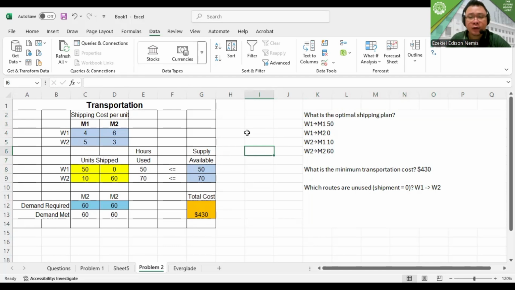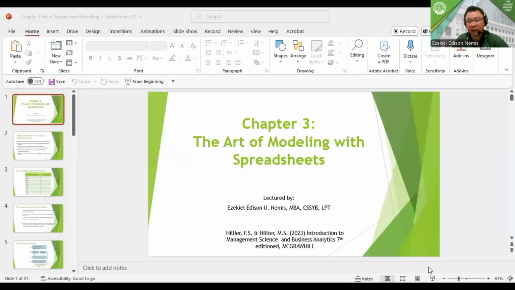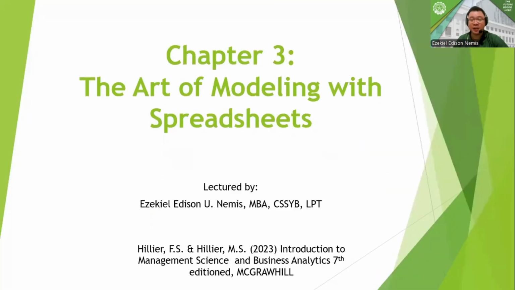So now let us proceed to our lesson for today. Today we're going to talk about the art of modeling spreadsheets. Please open your Excel file again because we will be using it today also. Chapter 3 is the art of modeling. If you open this in your ebook, it is chapter 7, but since it's our syllabus, this was put on the third part of our topics. So let us talk about the art of modeling of the spreadsheet.